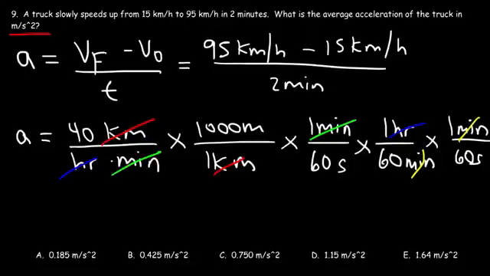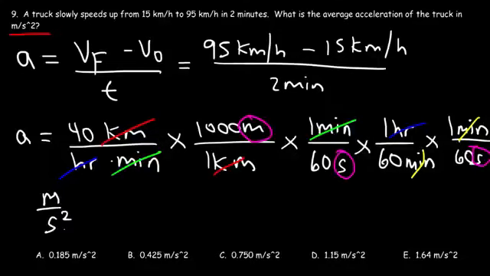So now we're left over with meters over seconds times seconds. Second times second is basically second squared. So we have meters over second squared. We have the right unit that we want. Now we just got to do the math.